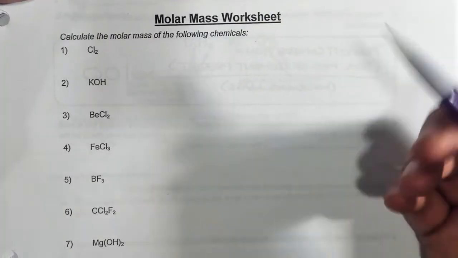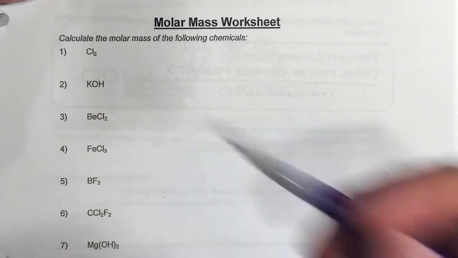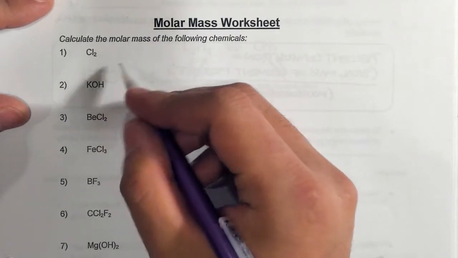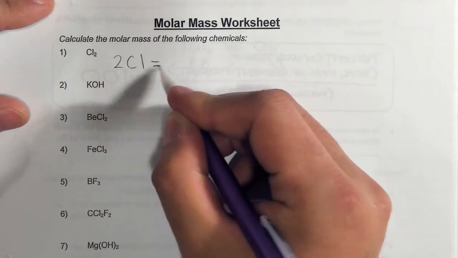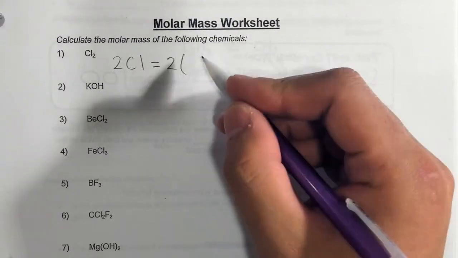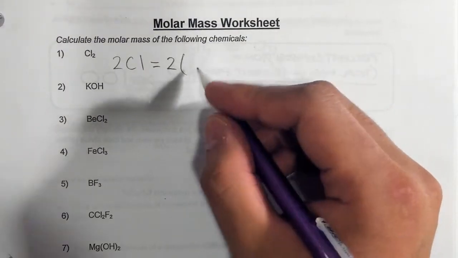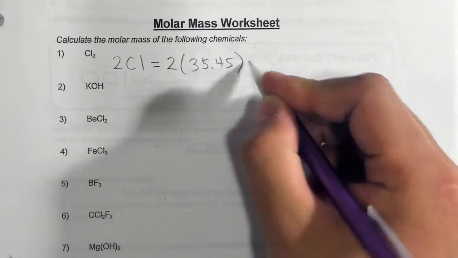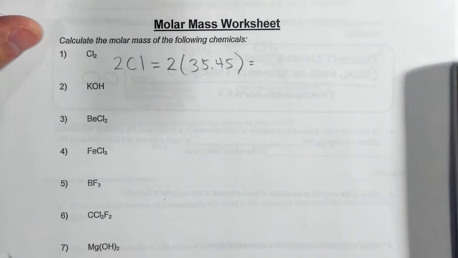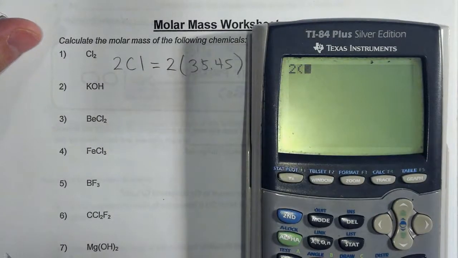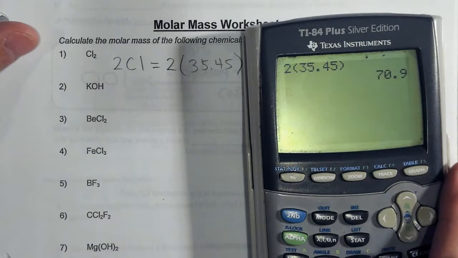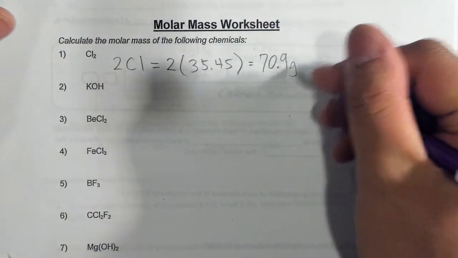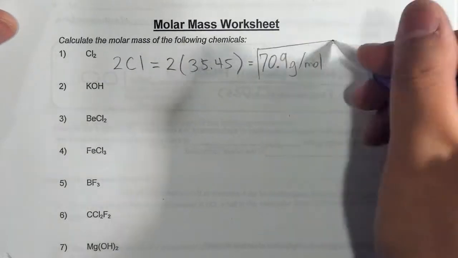So, what is the mass of the overall? Alright, so let's do this. We have Cl2, so we have 2 chlorines. If we have 2 chlorines, that means 2 times how much mass is chlorine? It's 35.45 grams. So I'm going to multiply that by 2. 2 times 35.45 gives you 70.9 grams per mole. Okay, that's the first one.